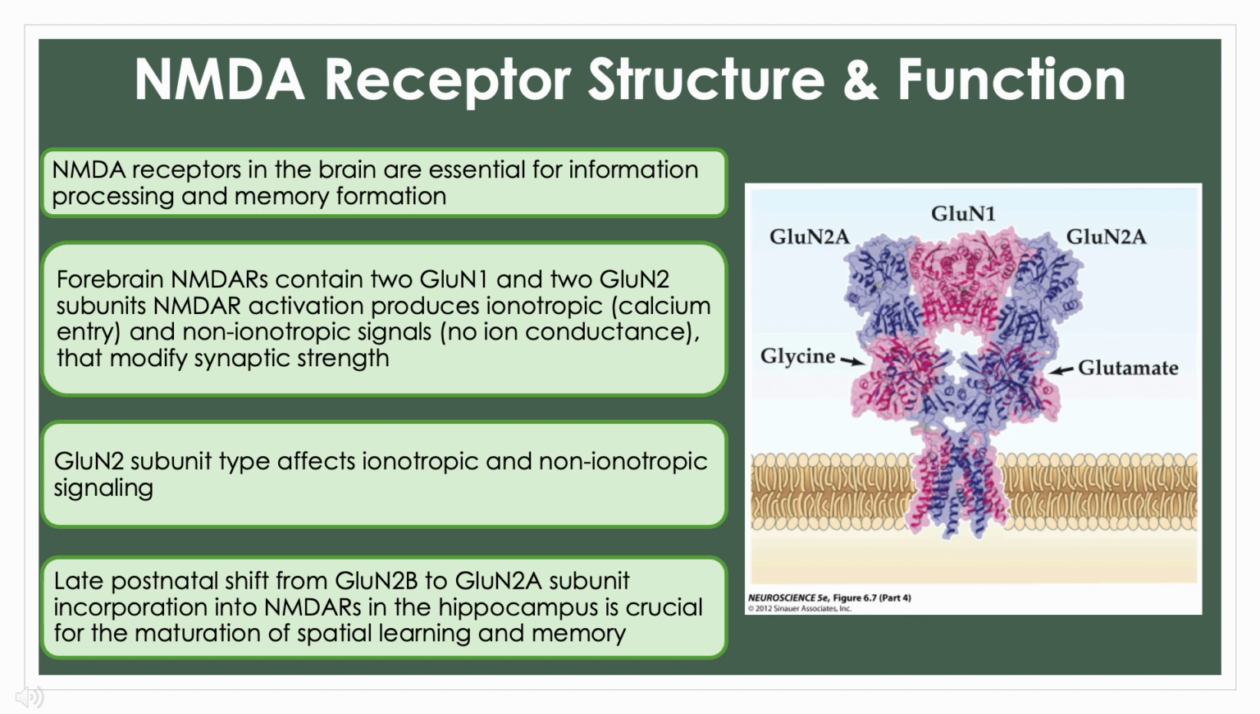A developmental shift occurs where GLUN2B subunits are gradually replaced by GLUN2A, a transition that is essential for synaptic maturation. Understanding how these subunits contribute to ion flow and conformational signaling is the key focus of our project.